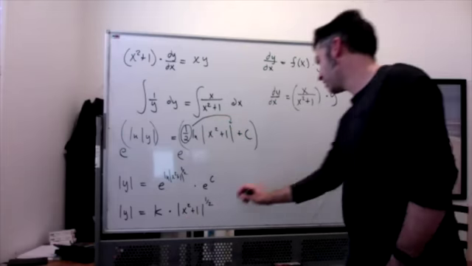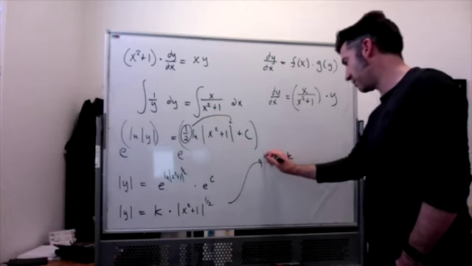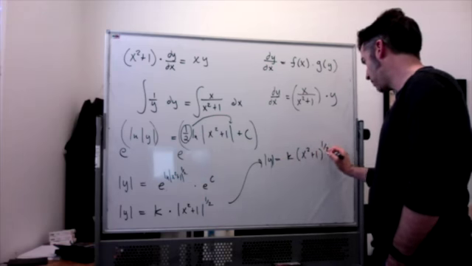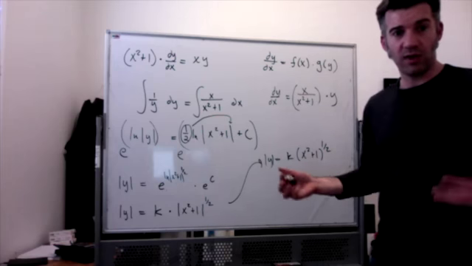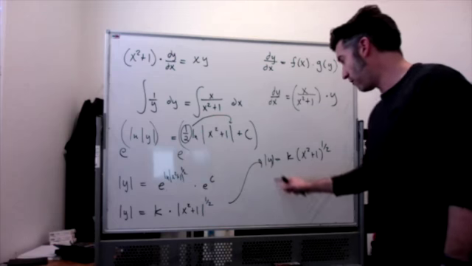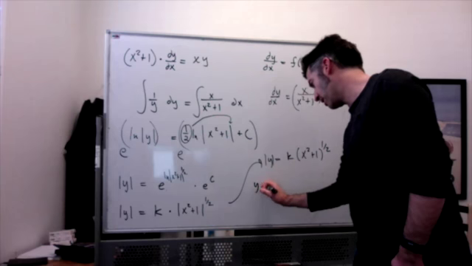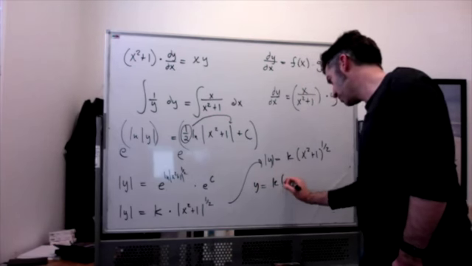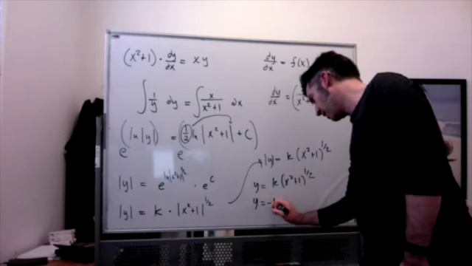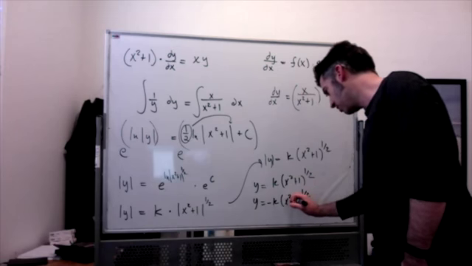So I can say this is going to give me the absolute value of y is equal to k times (x squared plus 1) to the 1/2. So here's the thing. When you have an absolute value equal to something, and she did this in class, I thought that was great, you either have y equal to that thing or y equal to the negative of that thing. So you're either going to get y equal to k times (x squared plus 1) to the 1/2, or y equal to negative k times (x squared plus 1) to the 1/2.